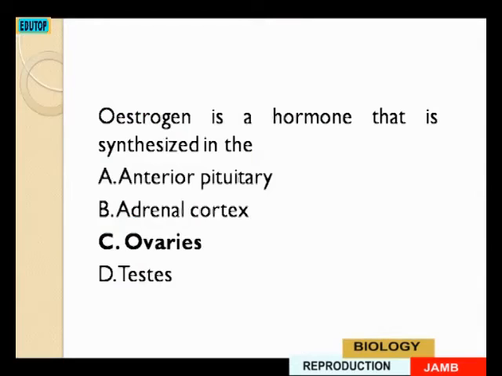That's option D. Then the next question says estrogen is a hormone synthesized in the A, anterior pituitary, B, adrenal cortex, C, ovaries, D, testes. Estrogen is a hormone secreted or synthesized in the female, in the ovaries. So that is option C. And that leads us to the last question we'll be considering under reproduction.